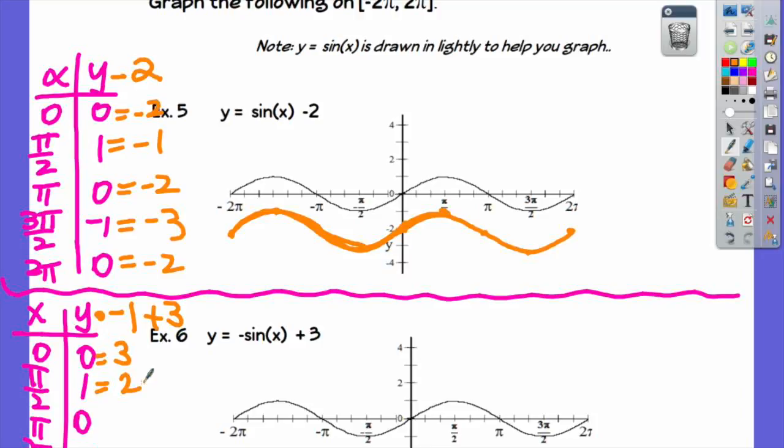0 is going to be the same as this 0. Negative 1, 1 times negative 1, plus 3? And this 0 is the same as this one, the same as this one. So I'm at 0, 3. Pi over 2, 2. Pi, 3. 3 pi over 2, 4. I'm a little off because I'm looking at it, it's a little odd. And since it was reflected over, it should have gone down, not up.